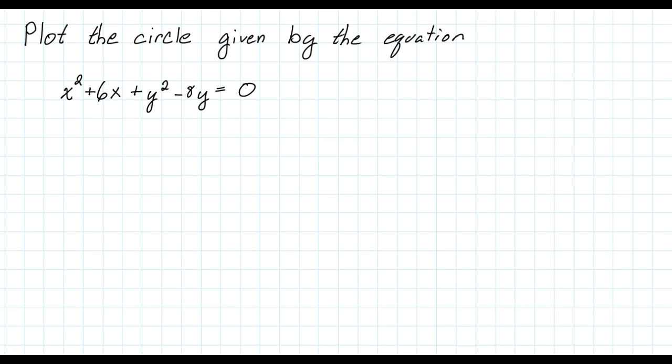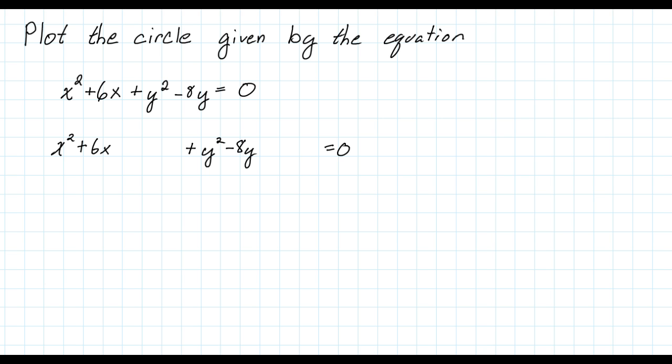So we're asked to plot the circle given by the equation x squared plus 6x plus y squared minus 8y equals 0. And looking at the equation in this form, it's not clear what the center or the radius is, so it's non-trivial to plot this guy. But I can start by grouping my x terms together, so I have x squared plus 6x, and I'm going to leave a big gap. And then I'll write plus y squared minus 8y, and again I'll leave a gap, and I have this equals 0.